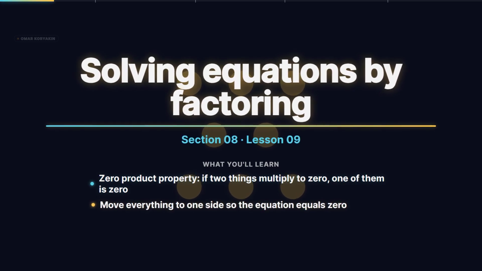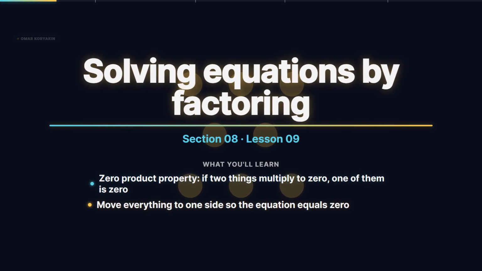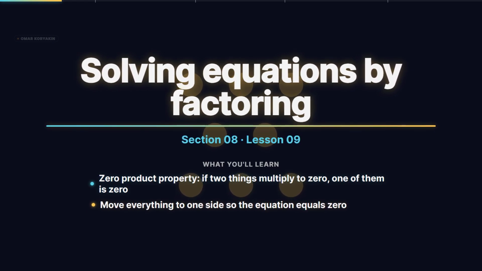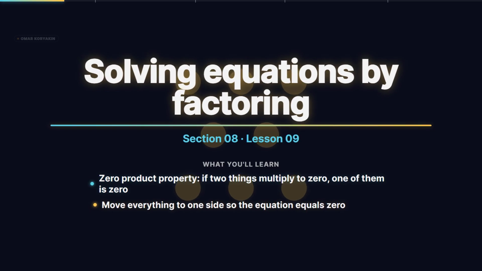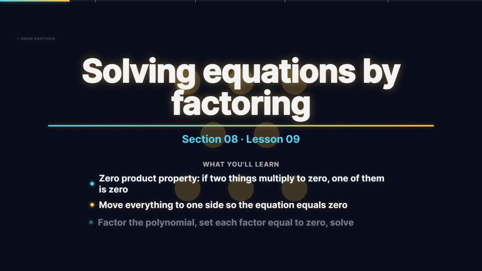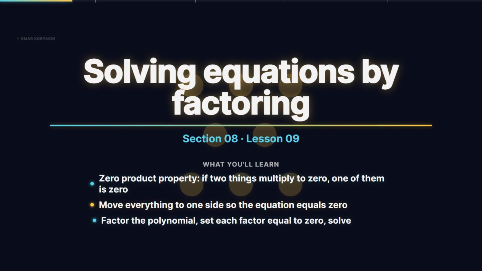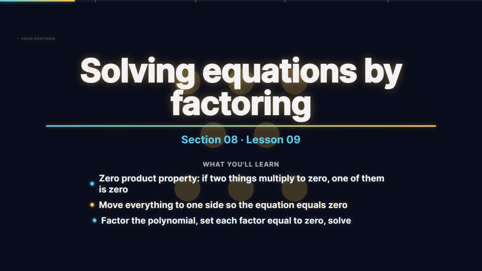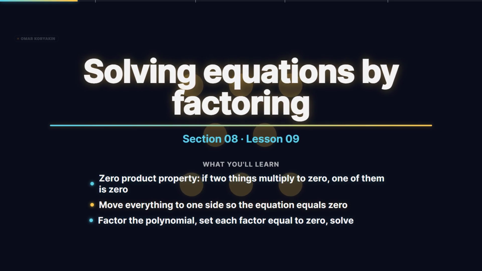The procedure has 3 steps. Step 1, rearrange the equation so one side is 0. Step 2, factor the polynomial on the non-zero side. Step 3, set each factor equal to 0 and solve those simpler equations. The number of factors equals the number of solutions, counting multiplicity.